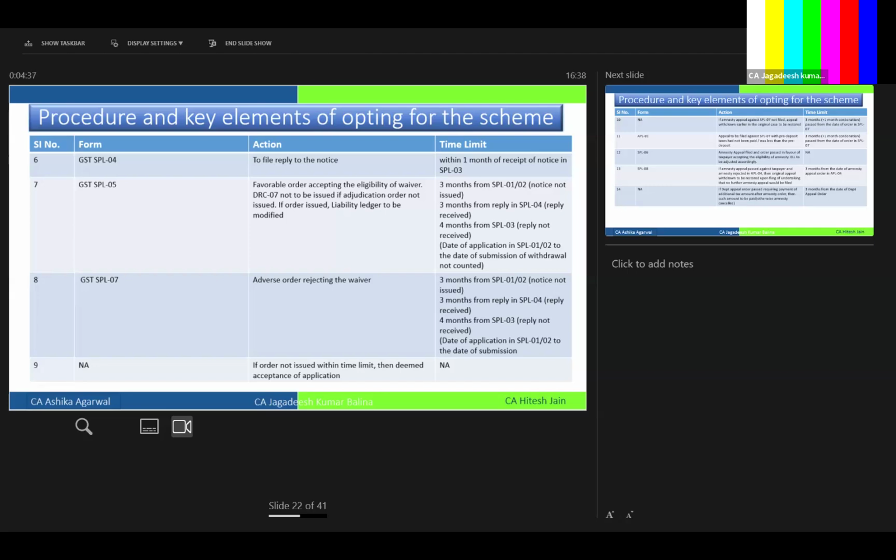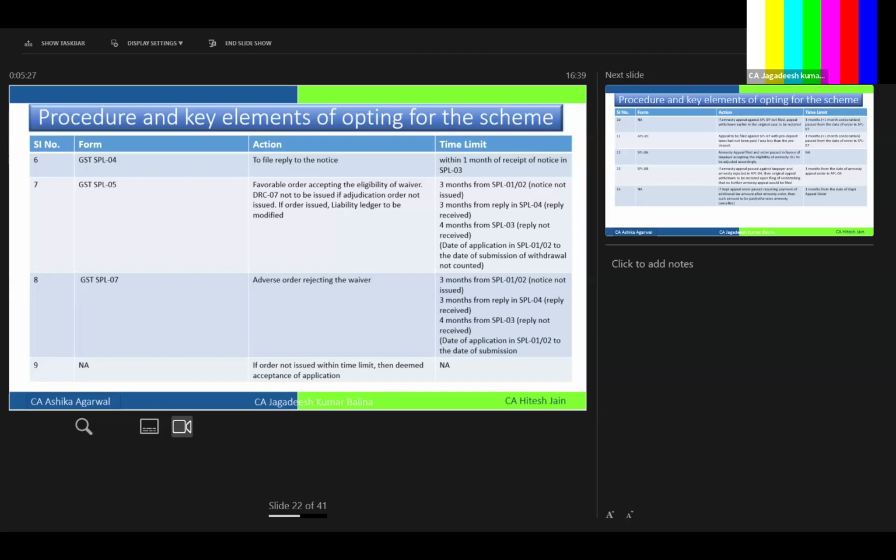In case of SPL 05, 06 or 07, the time limits would be the same. If he has not issued any show cause notice, that is SPL 03, he needs to pass the order within 3 months from the date of receipt of SPL 01 or 02. In case he issued SPL 03, that is the show cause notice, then within 3 months from the date of receipt of that notice, he needs to pass the order. If he had issued SPL 03 but had not received any reply from the applicant, in that case, he needs to pass the order within 4 months from SPL 03. So this is all about the time limit.